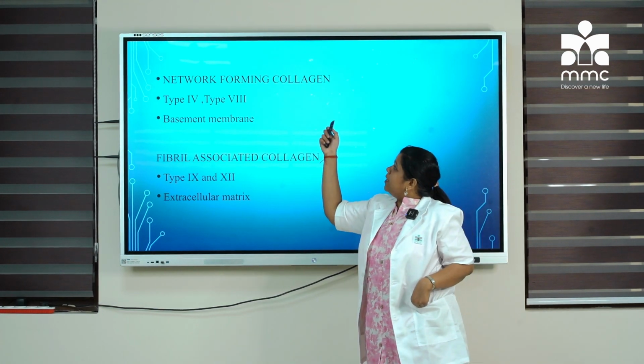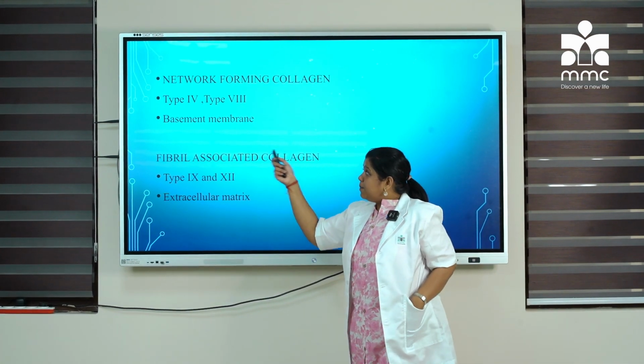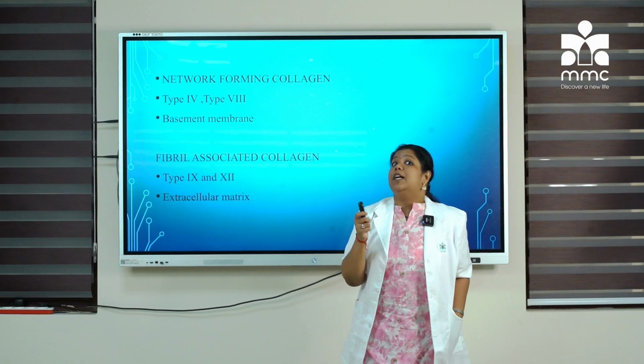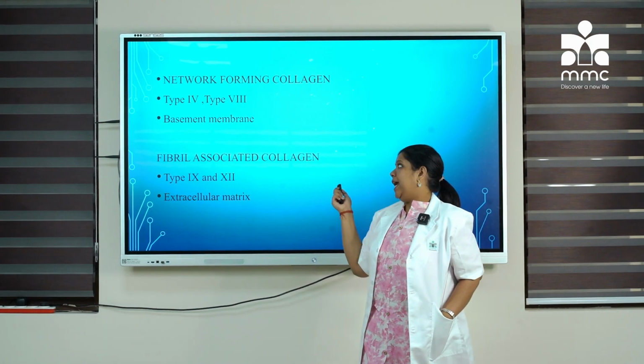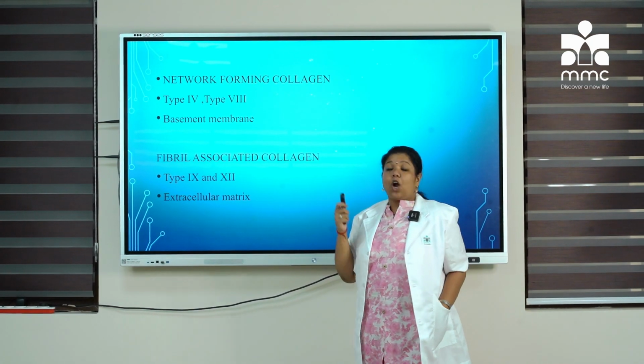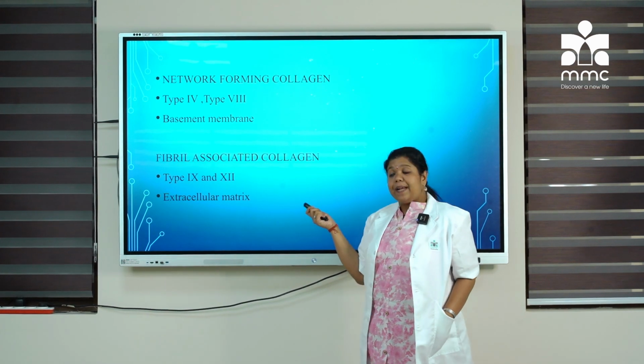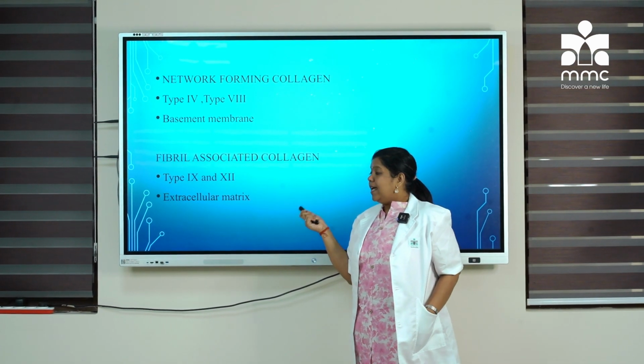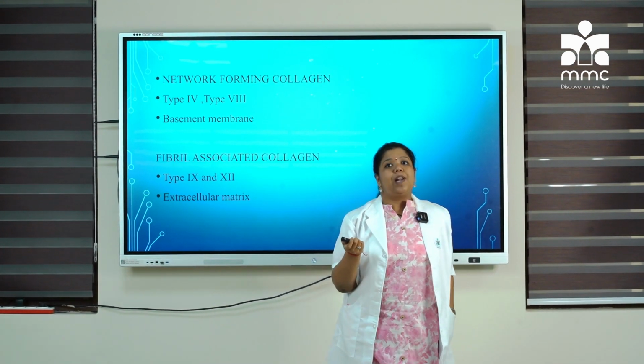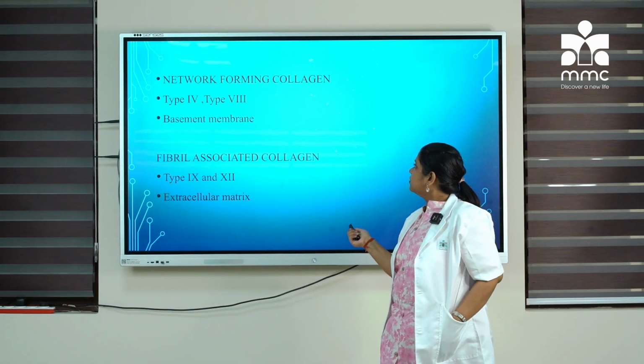The network forming collagen is seen in the basement membrane and consists of type 4 and type 8. The fibril associated collagen consists of type 9 and type 12. It is seen in the extracellular matrix.